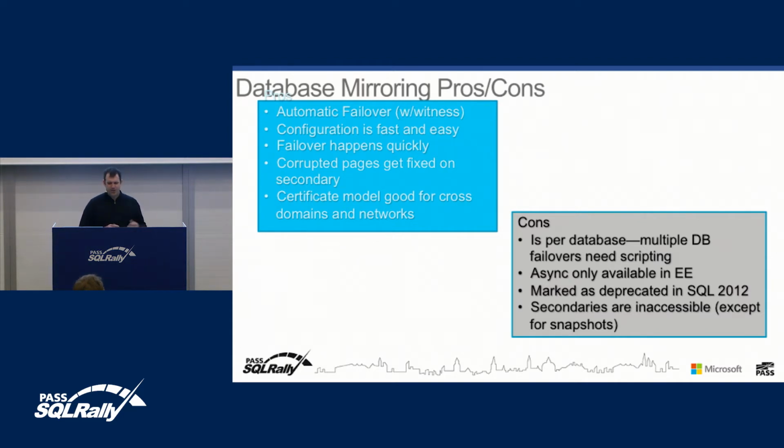If I had to guess, they're talking about options for disaster recovery in Standard Edition. I'm not sure what they're going to do, but I'd be willing to bet that it would involve Azure if I had to take a wild guess. You may have noticed Microsoft's kind of gone in this Azure direction a little bit. And our secondaries are inaccessible except for snapshots. So you can create a snapshot and do some reading at your secondary.